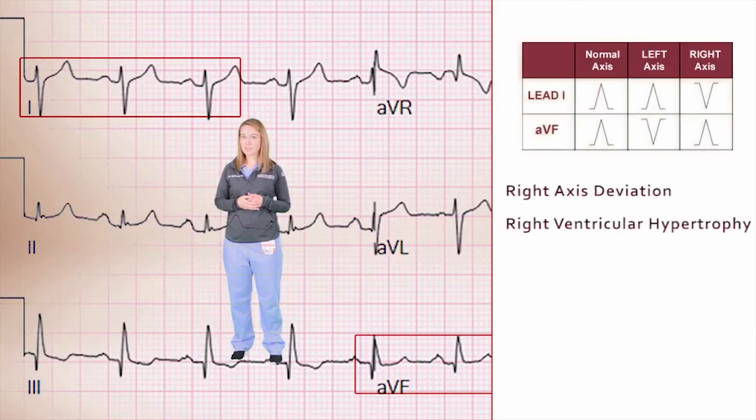We see this most commonly in someone with right ventricular hypertrophy, where the right ventricles become bigger because it's pushing against elevated pulmonary artery pressure. This is often an EKG that you'll see in our pulmonary hypertension patients.